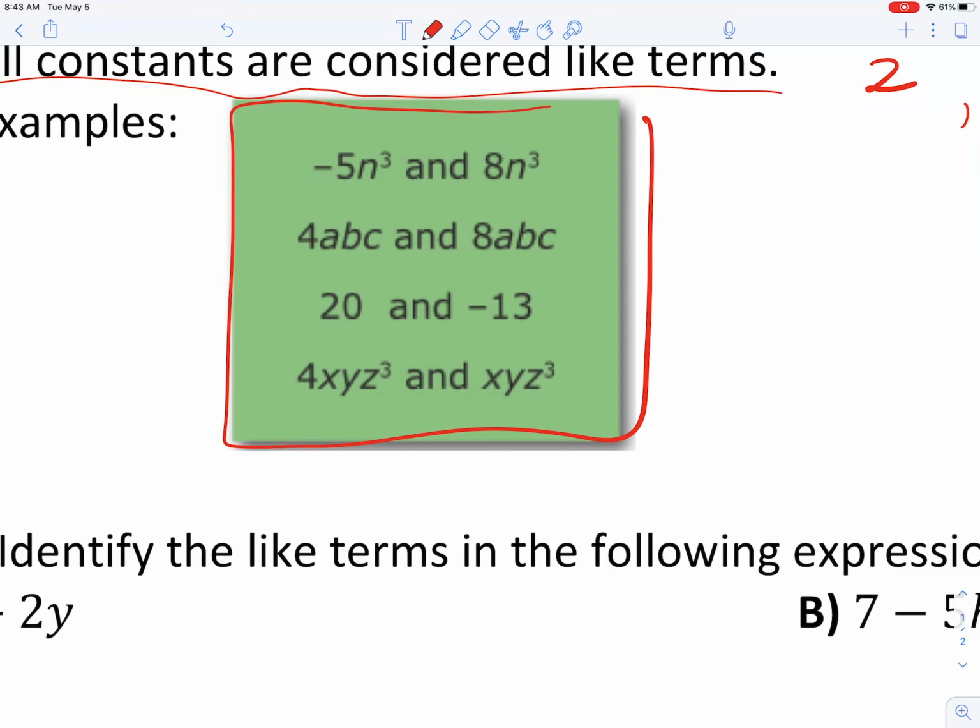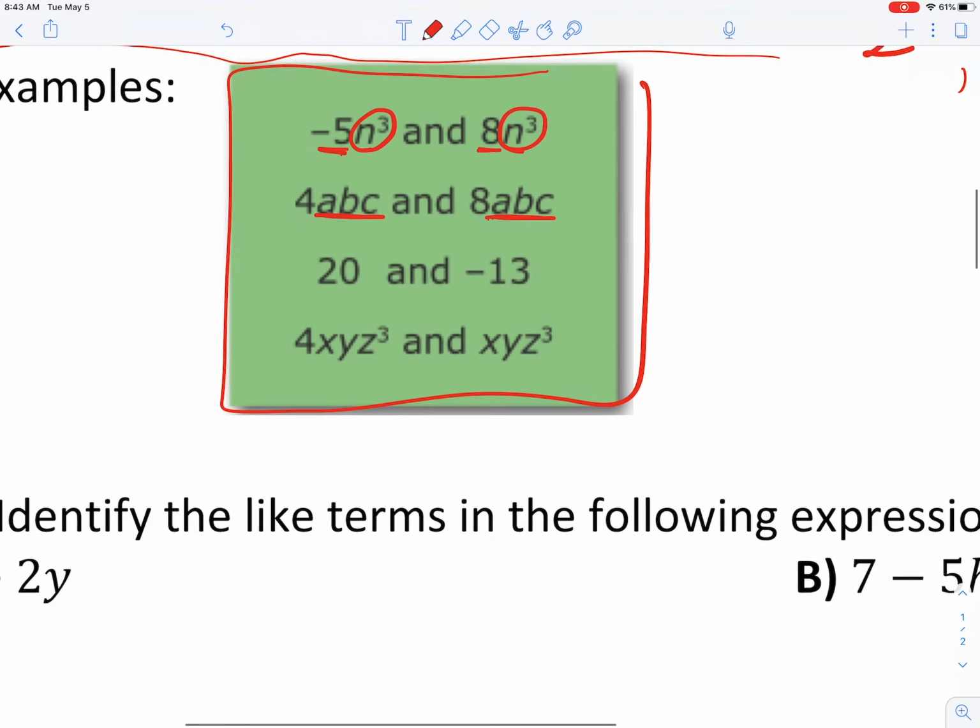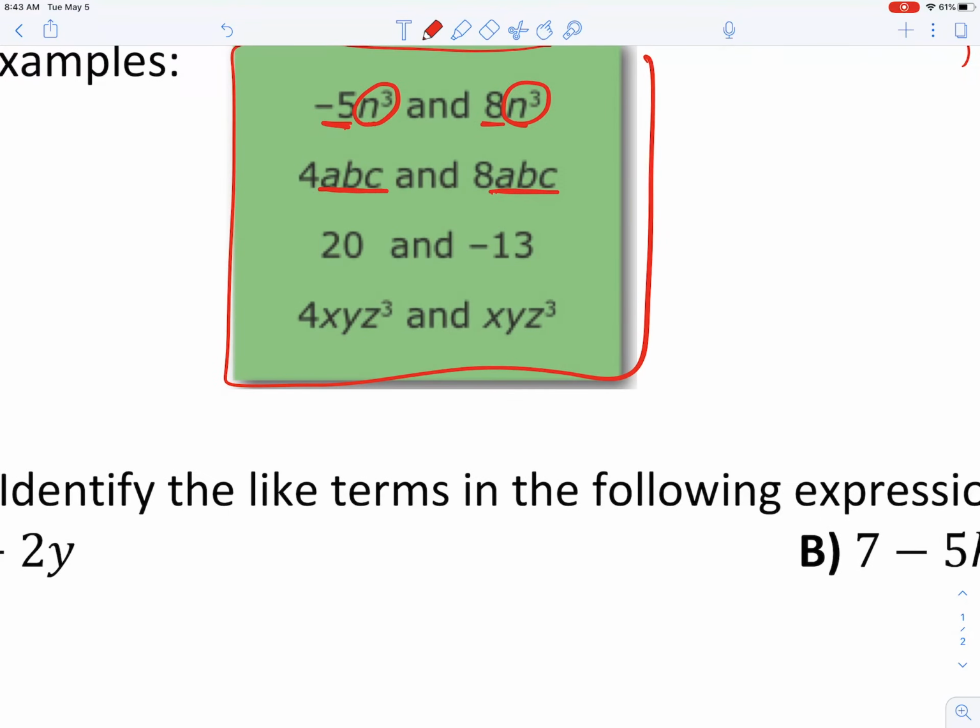Okay, taking a look at this green box of examples, I'll zoom in. All right, we have negative 5n to the third and 8n to the third. What makes them like terms is this n to the third. The number in front, the coefficient, doesn't have to be the same, but the variable part has to be the same. In this next one, 4abc and 8abc, the reason these are both like terms is because they both have abc. 20 and negative 13, they're just plain numbers, constants, so they're like terms.